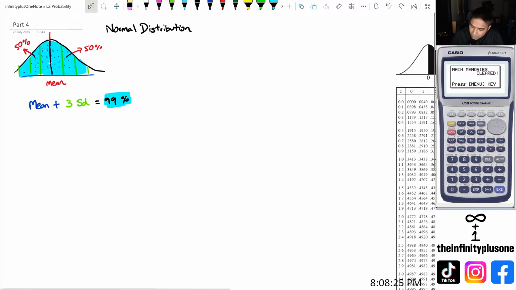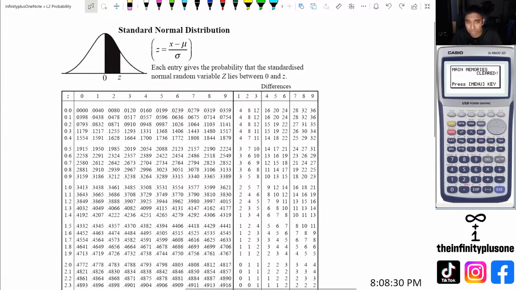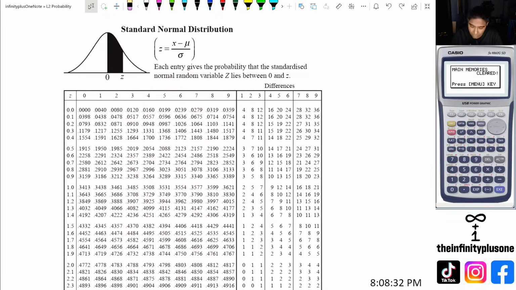Now, if we go into the actual distribution, the bell curve, you will notice that they have 0 here, and they've also got a Z value. So we're going to do a couple of really quick examples, and I'm going to show you how to do it. Then I'll get you to try a couple, and we'll go from there.